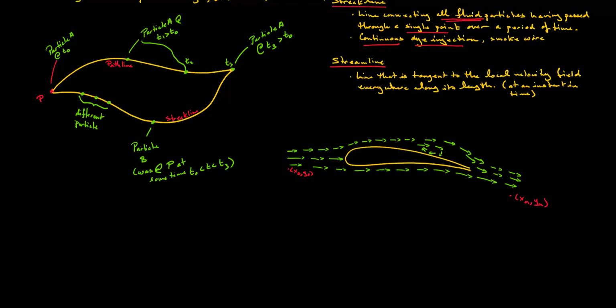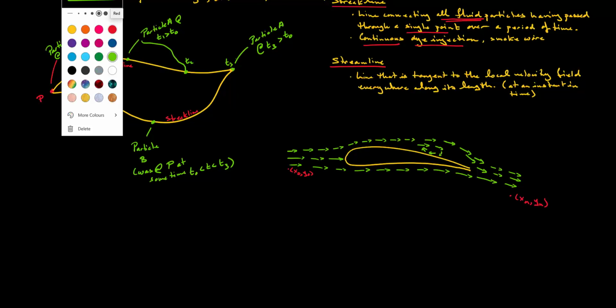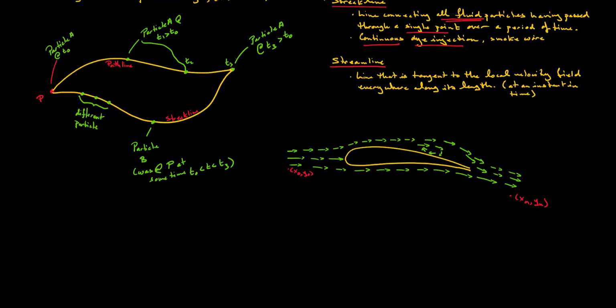So the streamline is therefore the line that is tangent to the local velocity field. So the local velocity field over here, we have a line over here, a line over here, a line over here. And so everywhere along this particular streamline, it is tangent to the local velocity field. And so this is all a single streamline. We could call this streamline 1. Okay. And so over here you'll have another streamline, and down here you have another streamline.